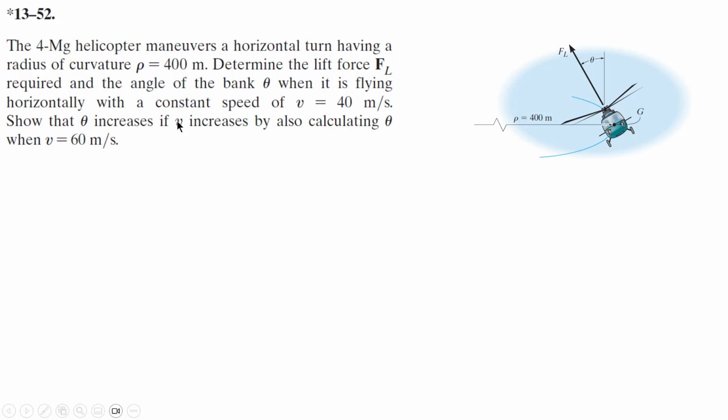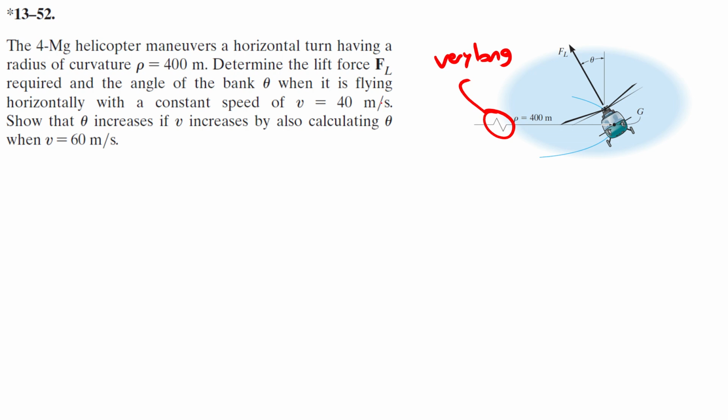Okay, so we have another question that says the helicopter has a maneuver that makes a horizontal turn with a radius of curvature of 400 meters. Okay, that's the radius of the curvature. And this one means that it is very long, and we show it in the short form.